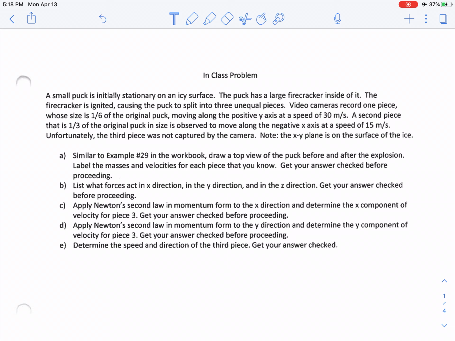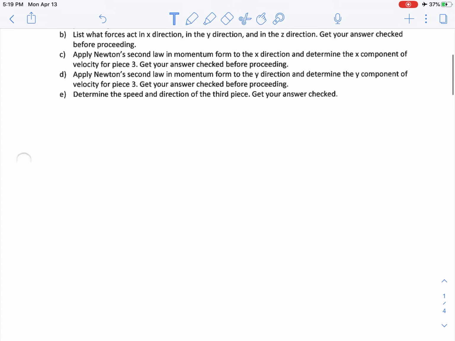And again, if we did this in the class, we would check your answer, but now I want you to pause it here, do the first part, and then check the solution as well. Okay, now I'm going to start the solution. And again, this is for part A, so that's really just drawing the figure.